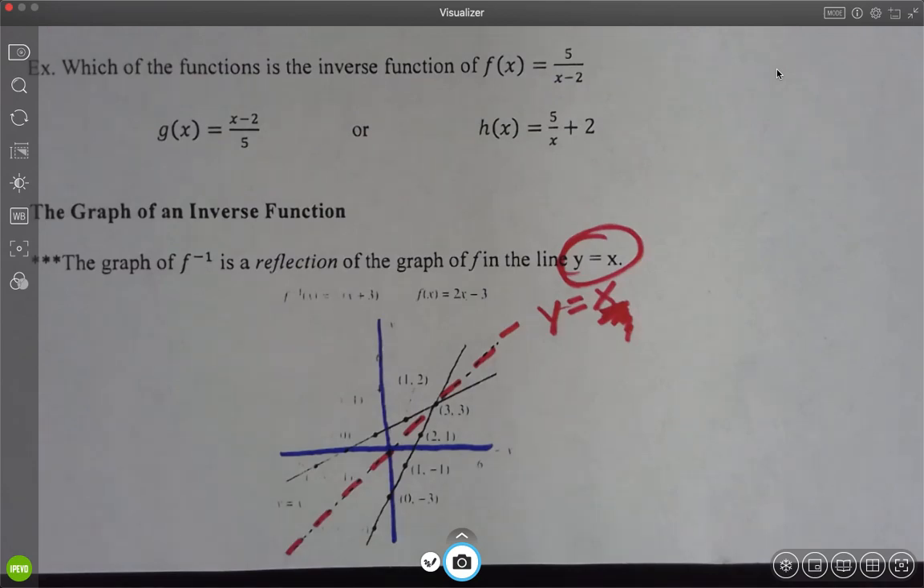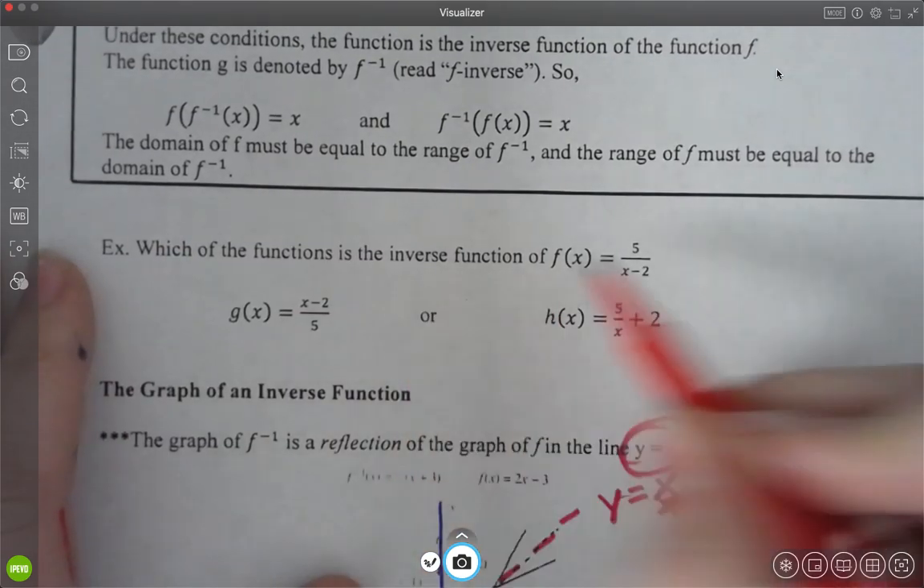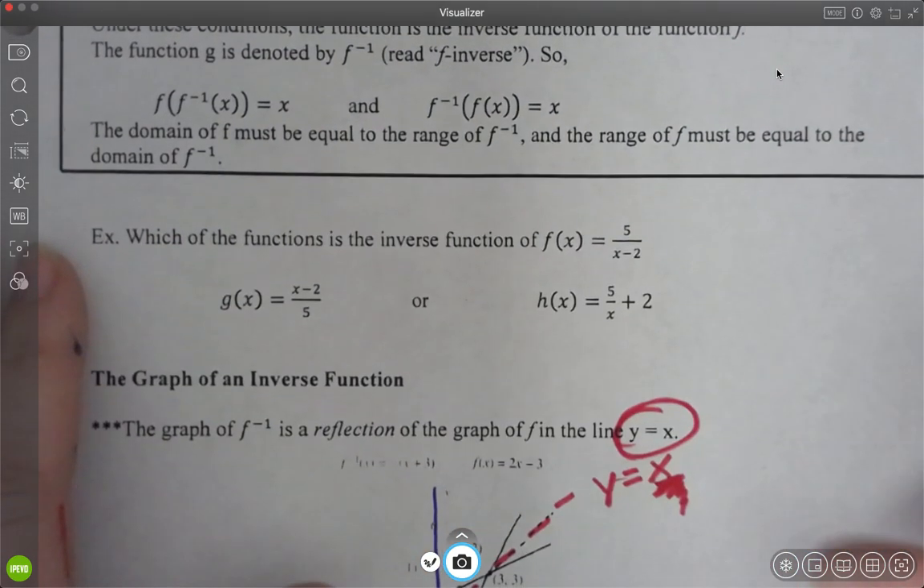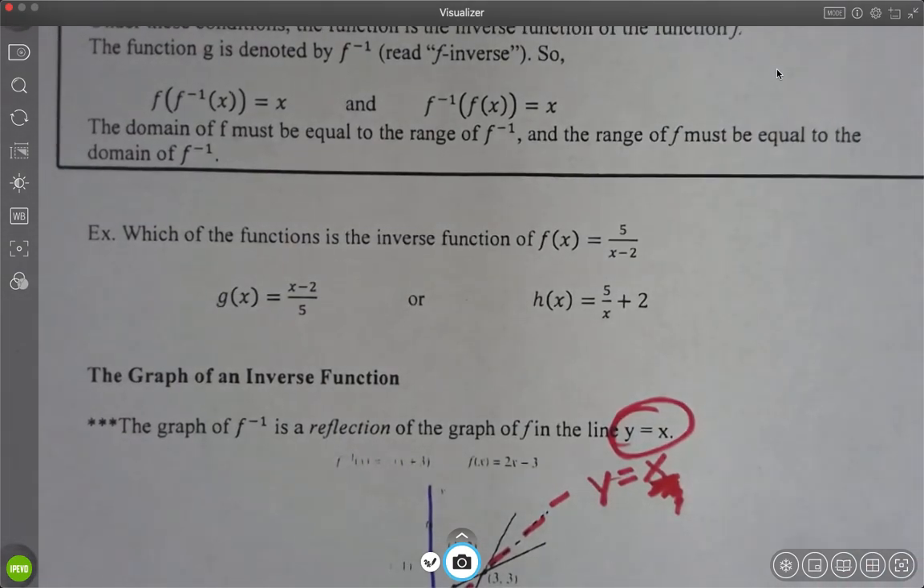Okay? Good? Okay, so they want us to say which of these functions is the true inverse of this guy, okay? Now, we can do this a couple different ways. We can compose them and see if they work out, or we can just find the inverse of this guy and see which one he matches to. Which one would you like to do? Find the inverse? Let's just find the inverse of him, okay?